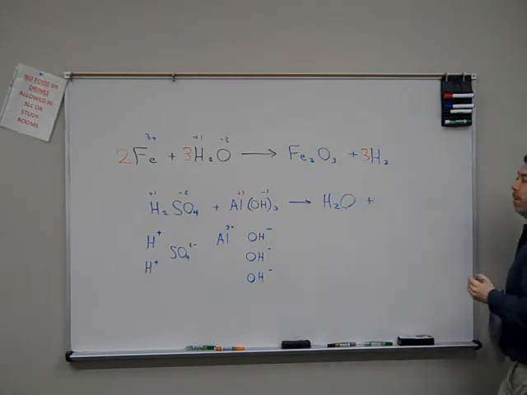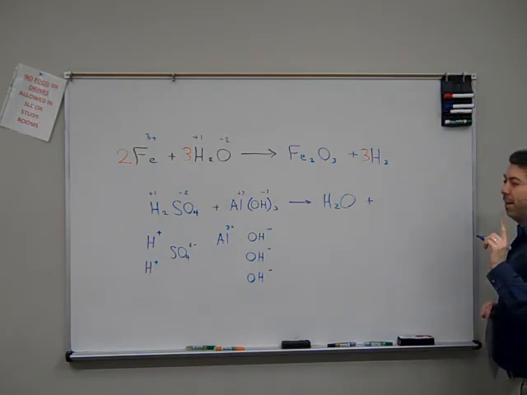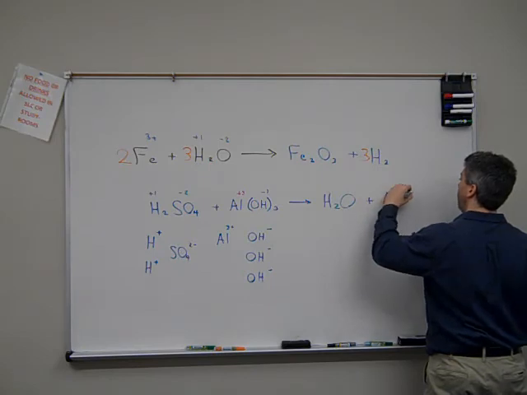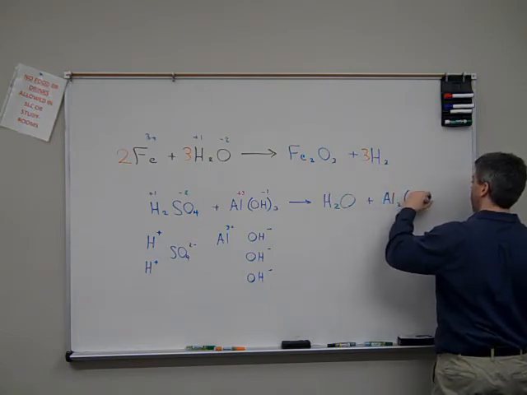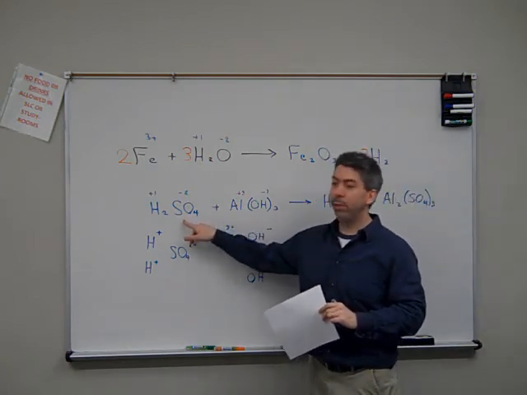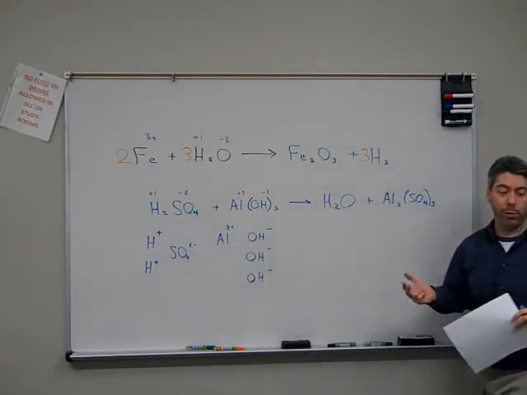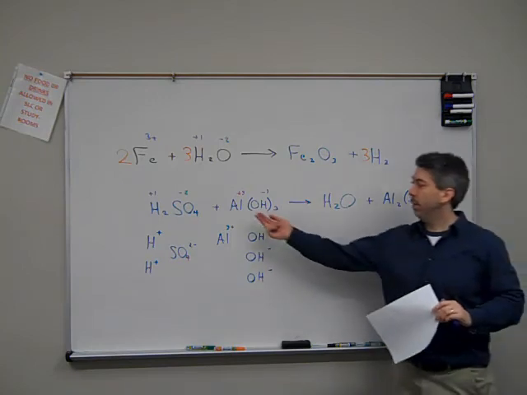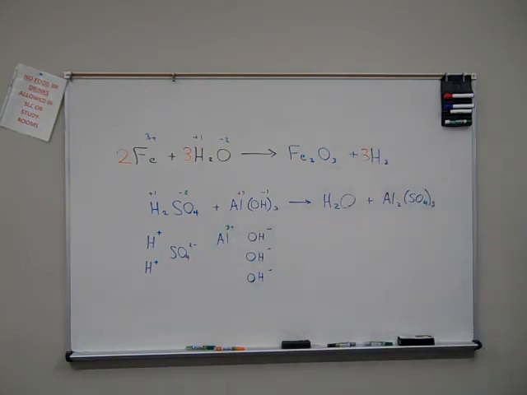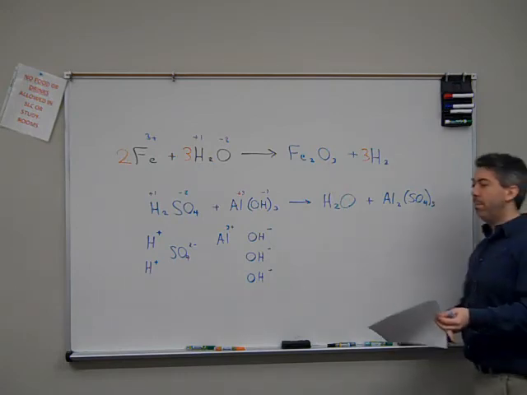Now, what's the other compound that would form? AlSO4. Oh, not quite. Al2(SO4)3. When you put it back together, you have to put it back together according to the charges. And since aluminum is a +3 and sulfate is a -2, once again, that lowest common multiple is 6, right? So I need 2 aluminums and 3 sulfates. Now, here's where it gets fun. You have to balance this.